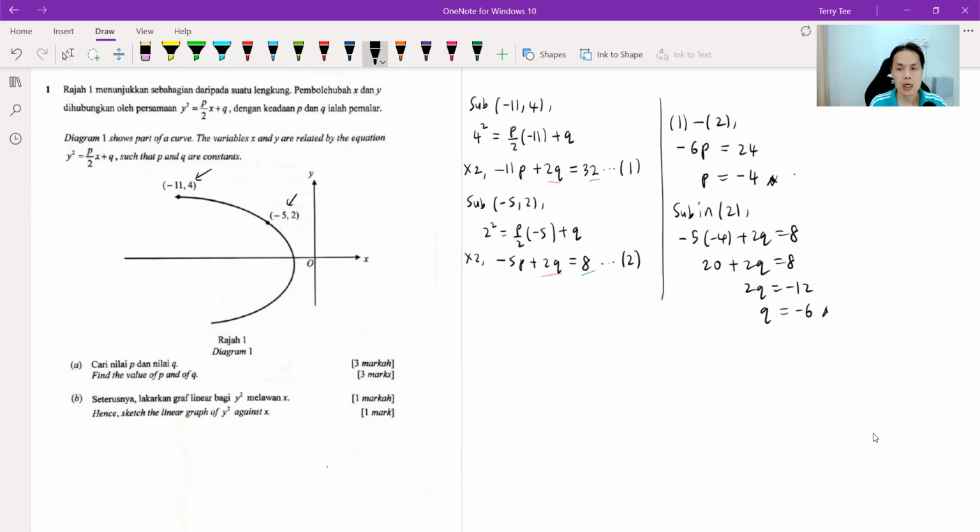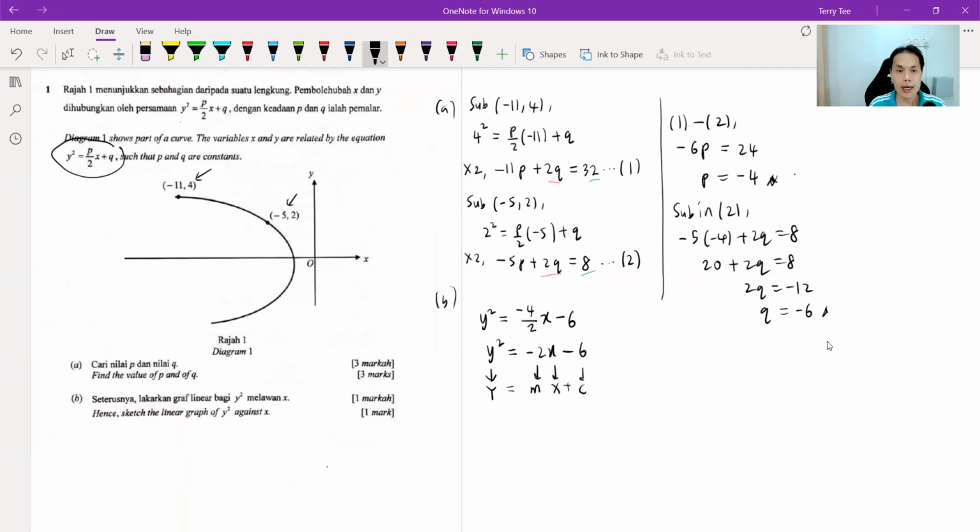Okay, next. Once you've got the p and q values, we're supposed to sketch the linear graph of y squared against x. So we know p and q already, so we can substitute into the original function. Your y squared is now negative 4 divided by 2, x, and your q is negative 6. Basically, your y squared is now minus 2x minus 6. So remember, your y squared is your big Y. This is your gradient. This is your x. And this is your c.